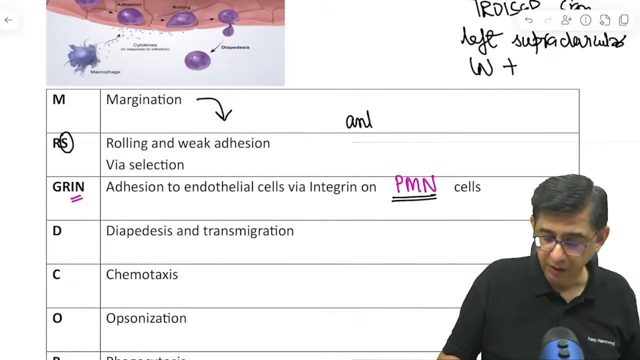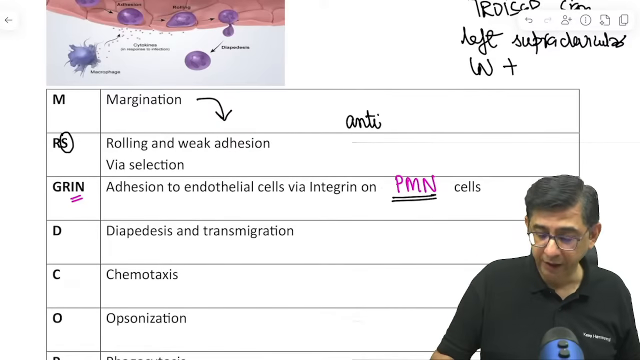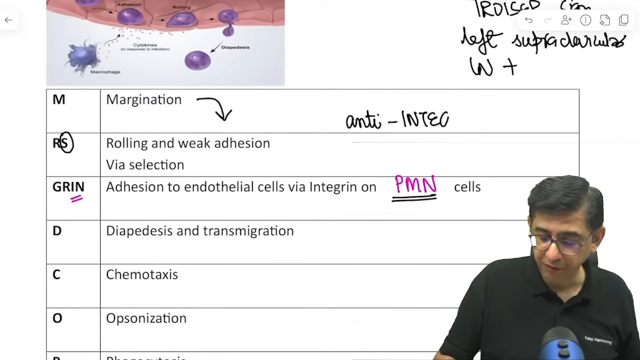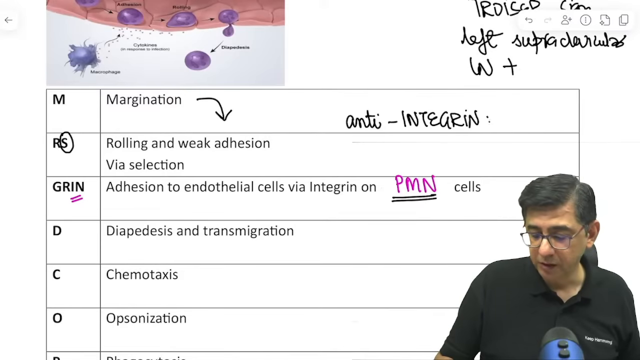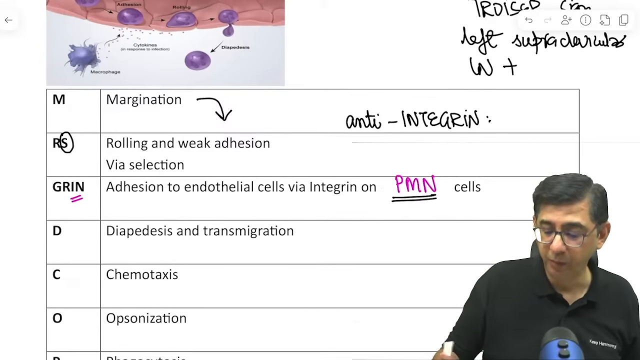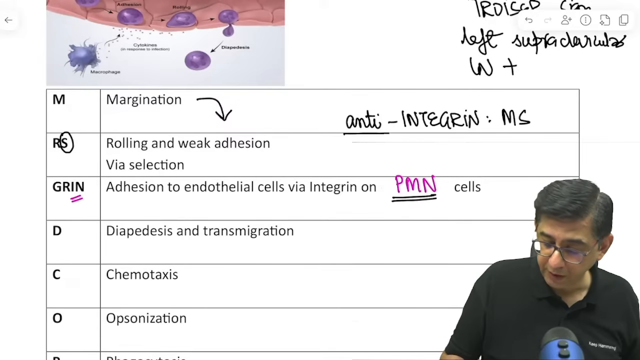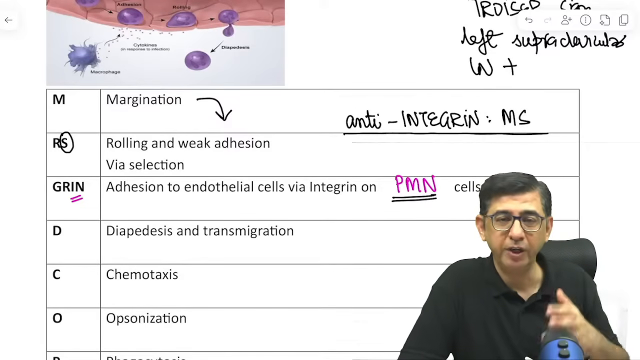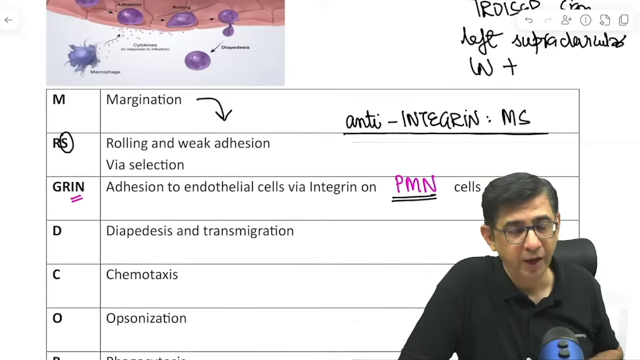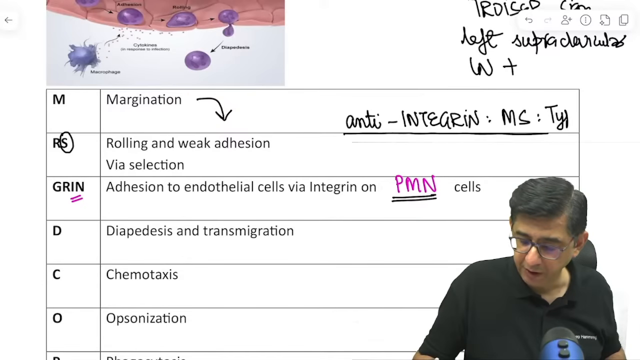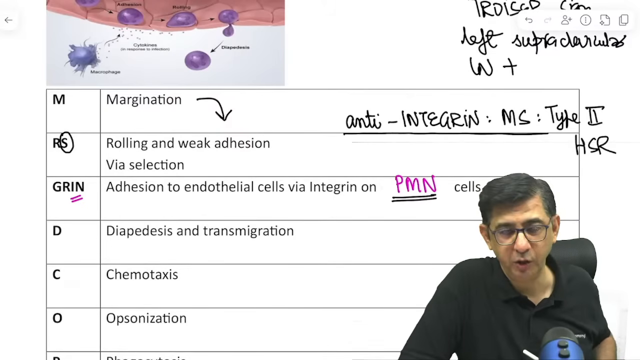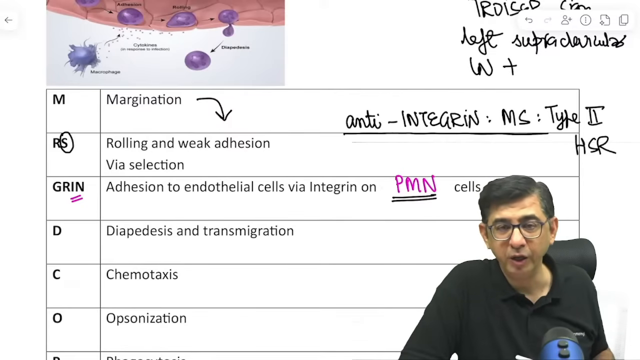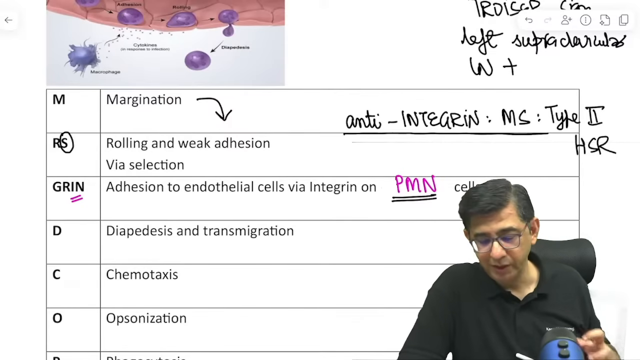I want you to tell me a drug which is an anti-integrin molecule, an anti-alpha 4 integrin molecule, and this anti-integrin molecule is used in a disease by the name of multiple sclerosis. It prevents the security system cells, the white blood cells, from attacking the brain, because all of you know that multiple sclerosis is a disorder of demyelination of the brain. It is an example of type 2 hypersensitivity reaction where the white blood cells cause damage to the brain and that will cause demyelination in the brain. So can you tell me an anti-integrin 4 molecule which is basically used in multiple sclerosis?